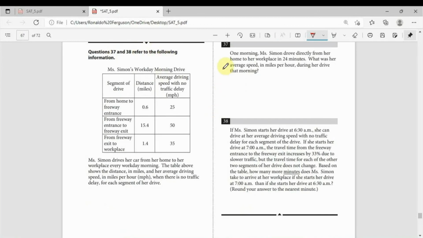Referring to these last two here, question 37 and 38, it says Miss Simmons drives her car from her home to her workplace every morning. And the table just shows how she drives. First she drives from home to the freeway, then from the freeway to the freeway exit, then from the freeway exit to her workplace. They give us the speed at which she drives. It says one morning, she drove directly from her home to work in 24 minutes. What was her average speed in miles per hour that morning?